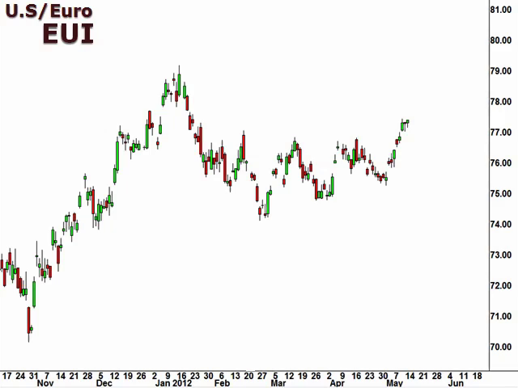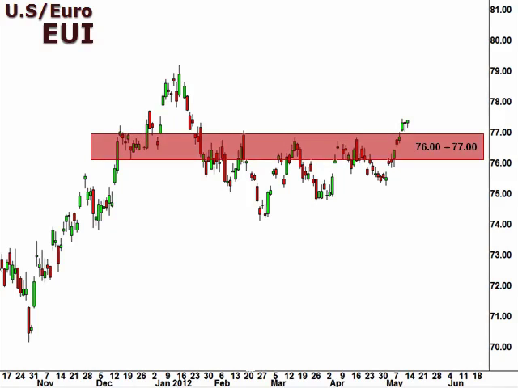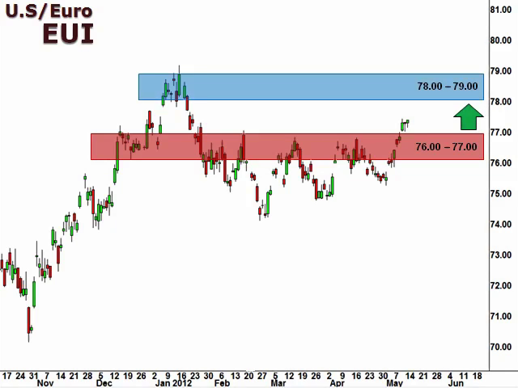Let's take a look at the US dollar versus the euro as seen here in the ISE FX Options pair value EUI. Well, the EUI broke above 77, 76.77 now becomes the new support. And while we are open to a retracement after such a big move, the path of least resistance continues to be to the upside with 78.79 as our new upside target.